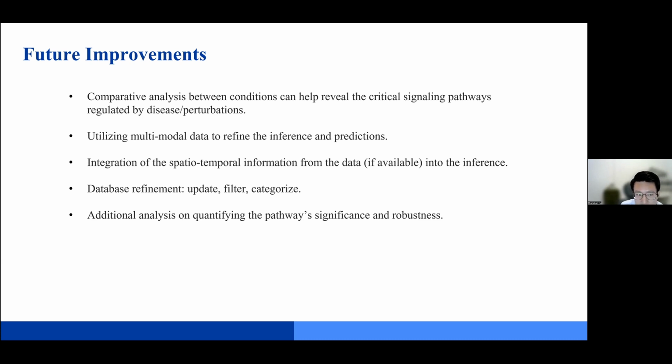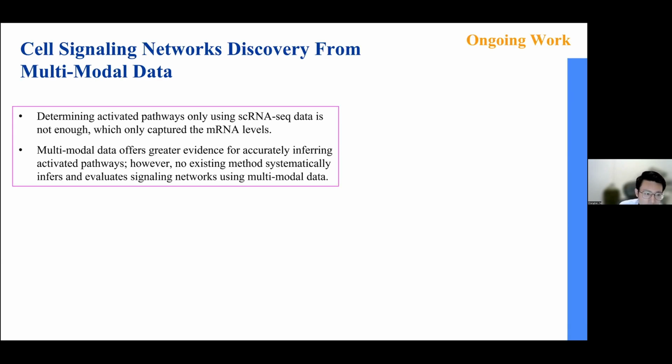So based on these possible improvements, there's one ongoing project I'm working on. It's called cell signaling networks discovery from multimodal data. Determining activated pathways using only single-cell data is not enough. Single-cell RNA-seq data only captures the mRNA levels. Multimodal data offers greater evidence for accurately inferring activated pathways. However, no existing method can systematically infer and evaluate signaling networks using multimodal data.